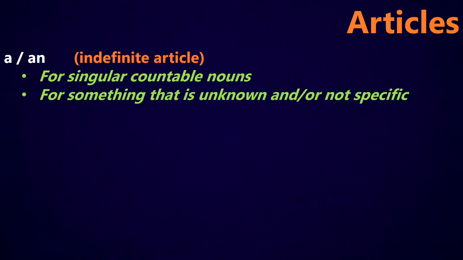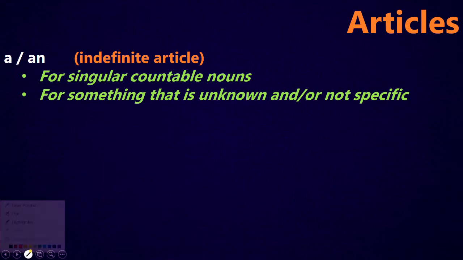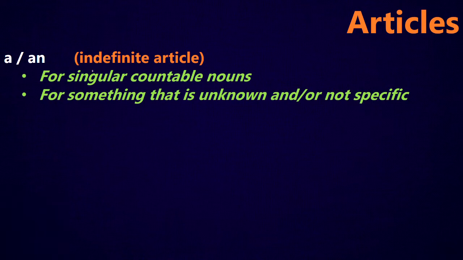So a or an are what we call indefinite articles. So again, indefinite means it's not specific. So definite means it's specific or known. Indefinite means it's not specific or not known. So a or an we use for singular, countable nouns. So it has to be something we can count, and it has to be one thing that we can count, because the words a and an basically just mean one.